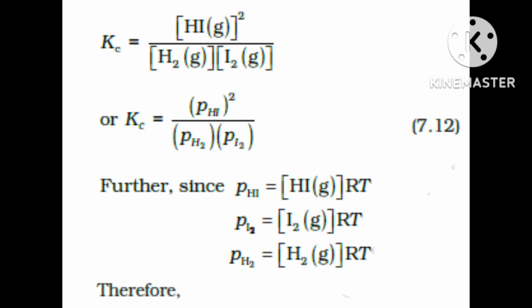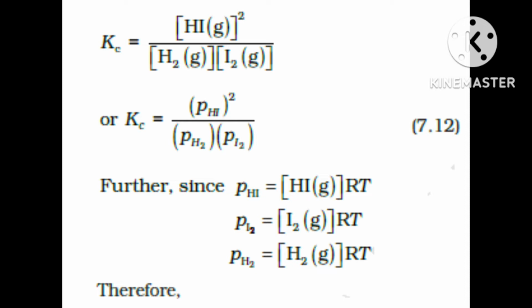Now I am going to the second major step, the second important point which you should understand. Already I have told you, you have derived that Kc is equal to concentration of HI power 2 divided by concentration of H2 into concentration of I2. Now these are the concentrations.